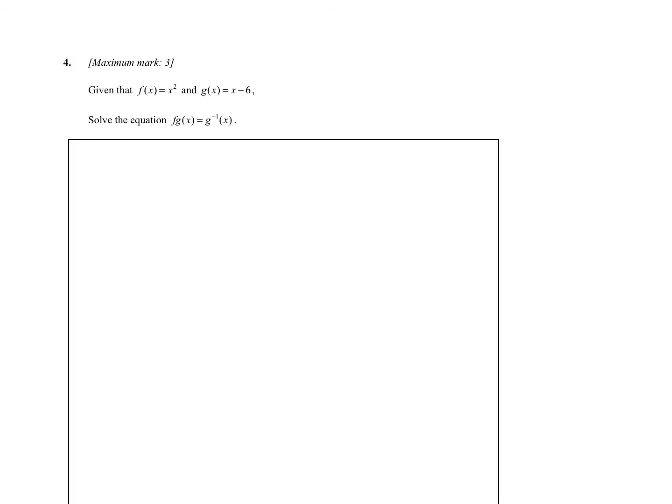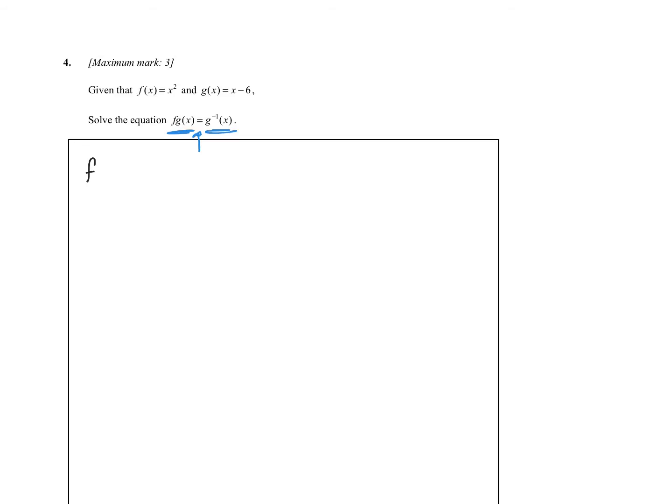Question 4: given that f(x) = x² and g(x) = x − 6, solve the equation f(g(x)) = g⁻¹(x). All right, so ultimately this question is about composites and inverses. But eventually when we do both of those, we're going to have to equate them and solve.